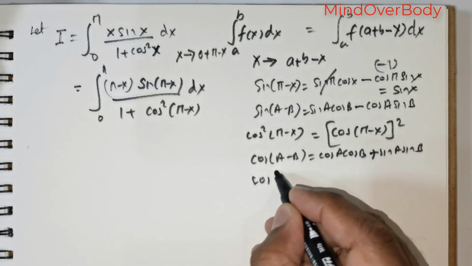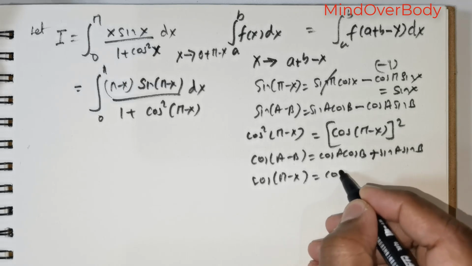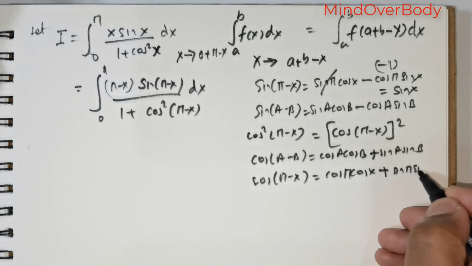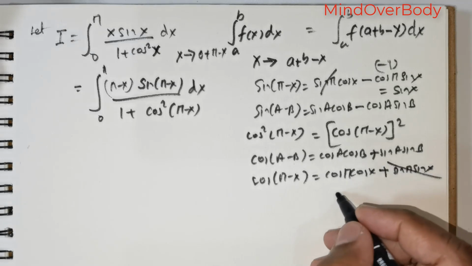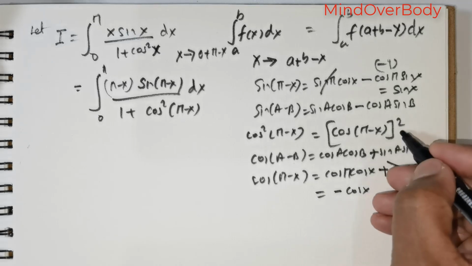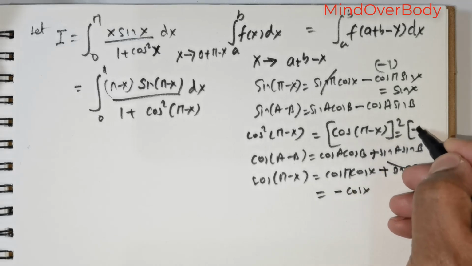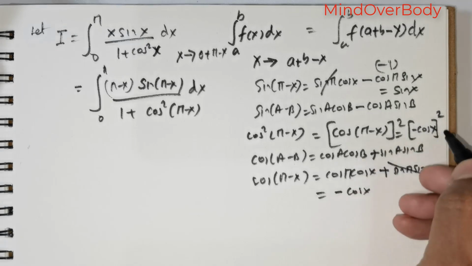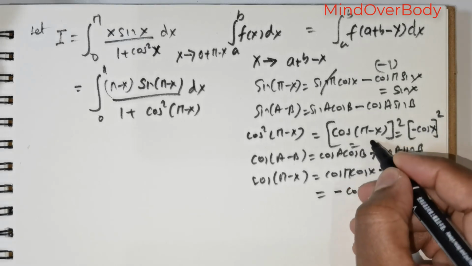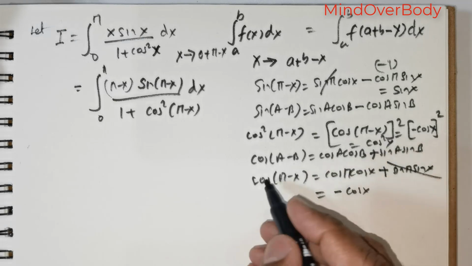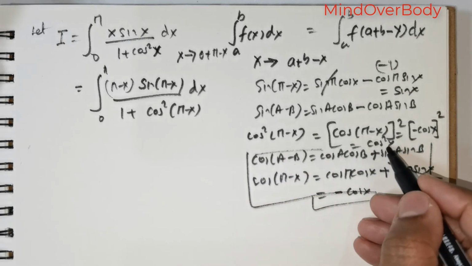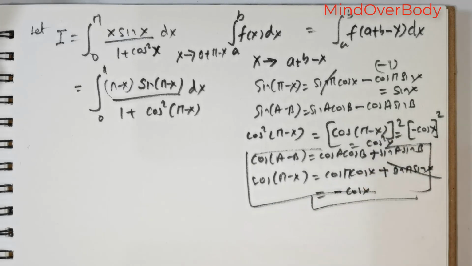So cos of pi negative x is nothing but cos pi cos x positive sin pi sin x. Sin pi goes off, and cos pi is negative 1. So this is going to give me negative cos x. I can rewrite cos of pi negative x as negative cos x, but that has to be raised to the power of 2. So that would give me positive cos squared x. All of these workings are presented just to show that the outcome is cos squared x.